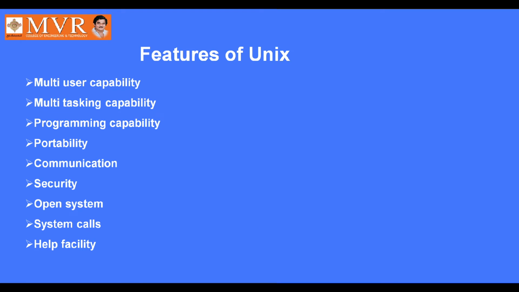Next, we will discuss the features of Unix, and why Unix is such a popular operating system nowadays. There are certain features available, and we will discuss a few of them. Those are multi-user capability, multitasking capability, programming capability, portability, communication, that is electronic mail, security, open system, system calls, and help facility. These are the 9 features we are going to discuss today. We will discuss them one by one.